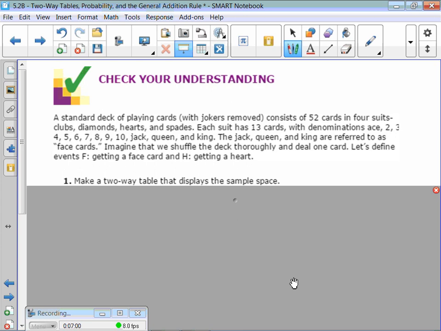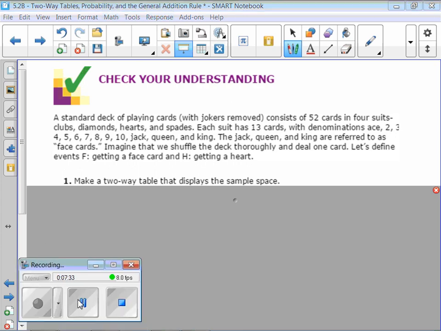So a standard deck of playing cards with jokers removed contains 52 cards in 4 suits: clubs, diamonds, hearts, and spades. Each suit has 13 cards with denominations: ace, 2, 3, 4, 5, 6, 7, 8, 9, 10, jack, queen, and king. The jack, queen, and king are referred to as face cards. Imagine that we shuffle the deck thoroughly and deal 1 card. Let's define our events: F as getting a face card and H as getting a heart. Make a two-way table that displays the sample space.